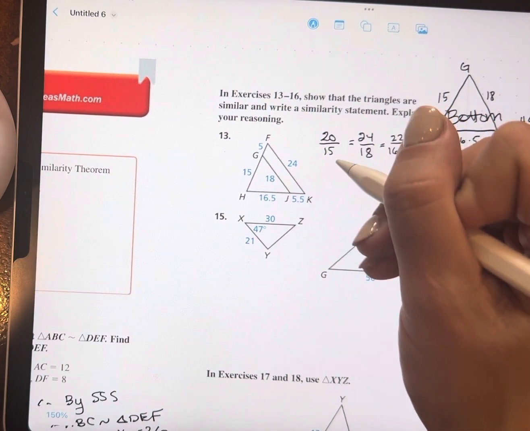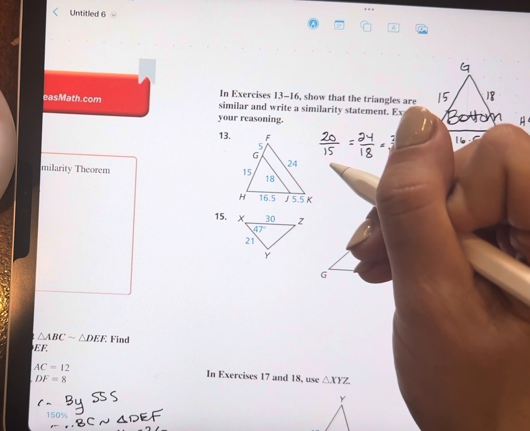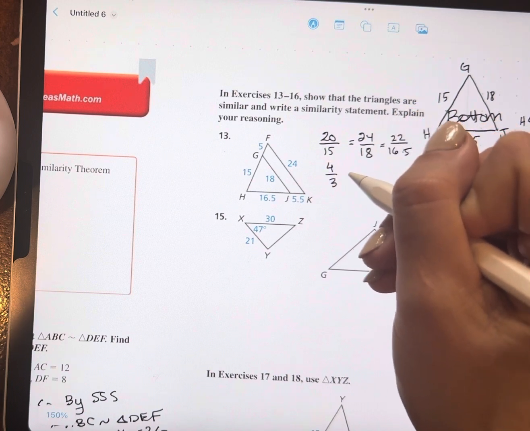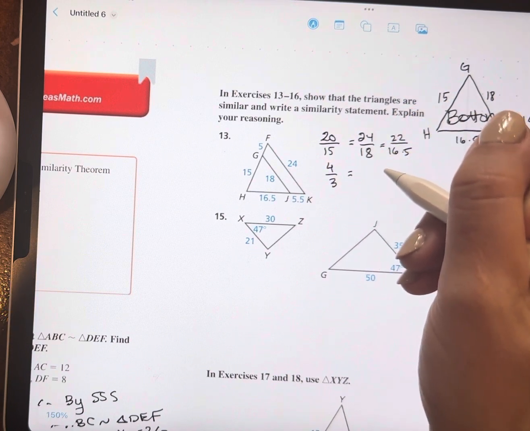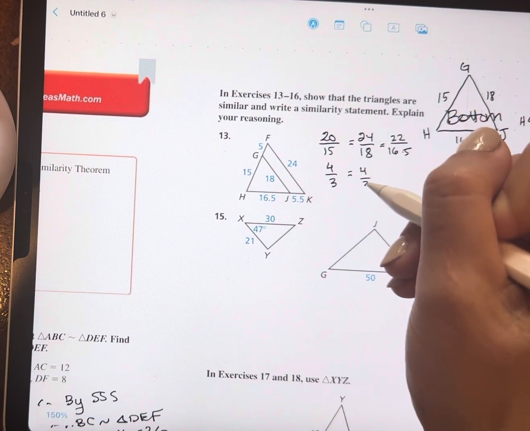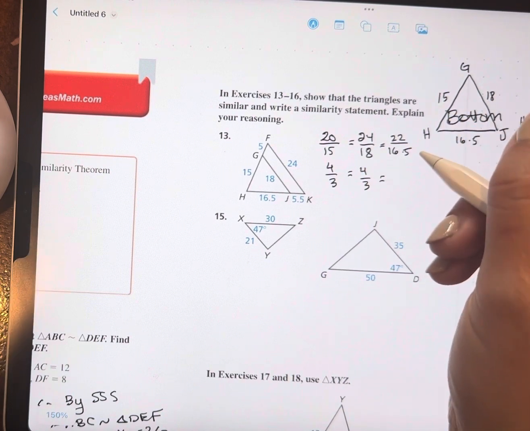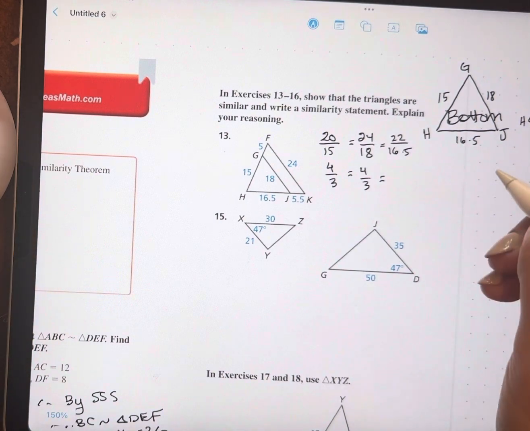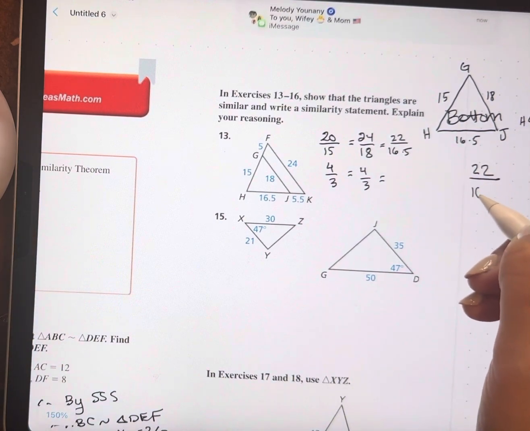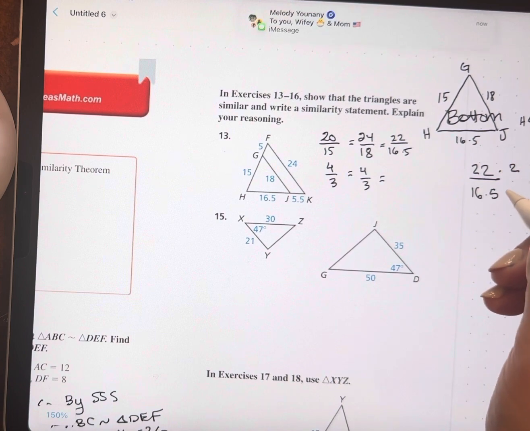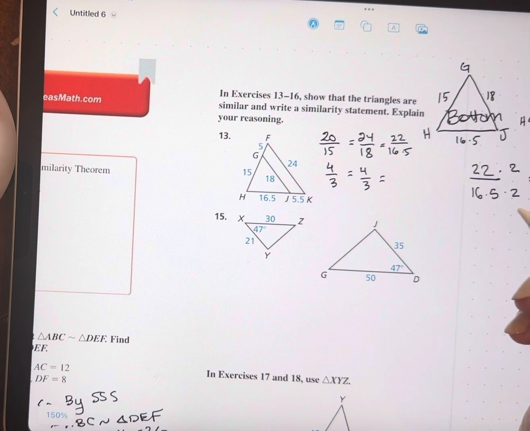So 20 over 15, divide top and bottom by 5. I'll get 4 over 3. 24 over 18, divide top and bottom by 6. You'll get 4 over 3. And now this one, here's what I'm going to do. Let me show you guys what I do. 22 over 16.5. I'm going to first multiply the top and the bottom by 2. That gets me 44 over 33. Gets rid of that decimal for me. And then I can reduce that by dividing top and bottom by 11 to get 4 over 3.